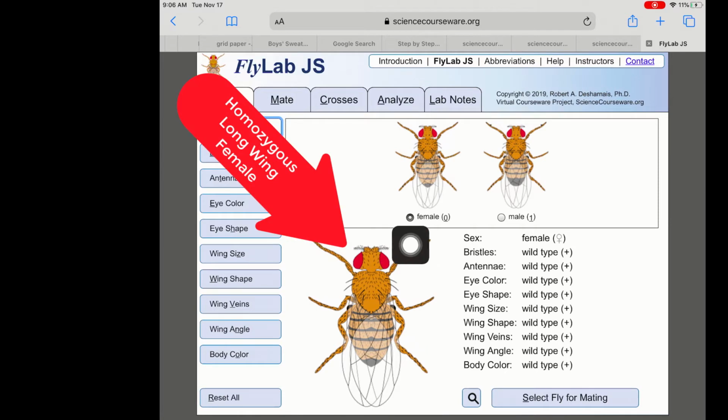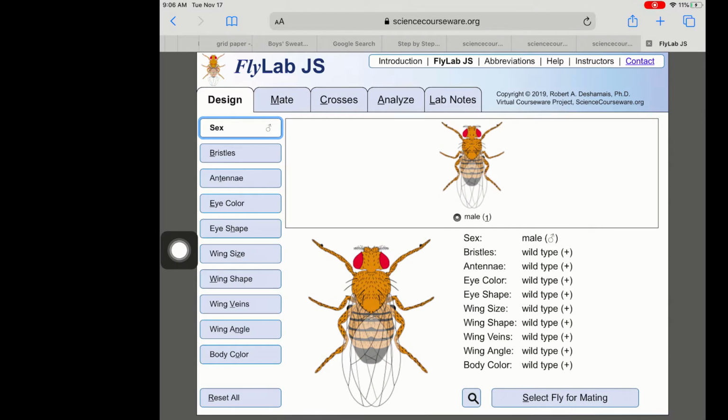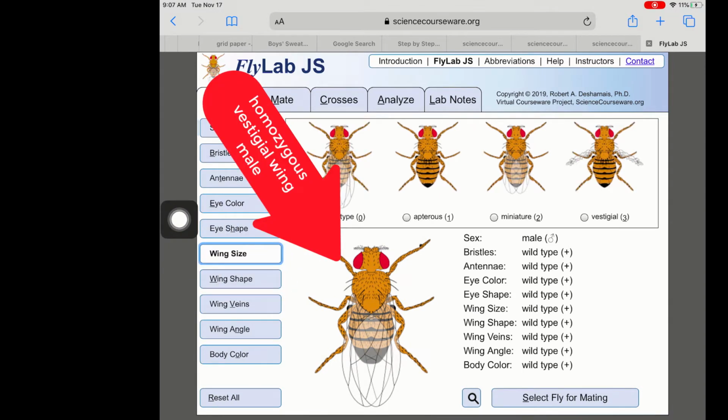The first cross will be a female who is wild for the wing trait. The wild traits are the traits that are the most common phenotypes in nature. For fruit flies, the wild form of the wing allele is long wings. Vestigial wings are considered a mutation. In this cross, the male will have the vestigial wing mutation.